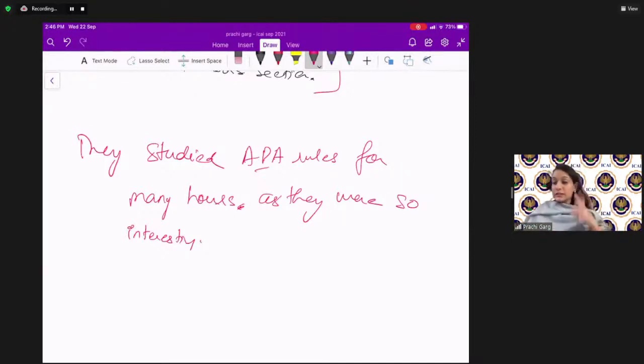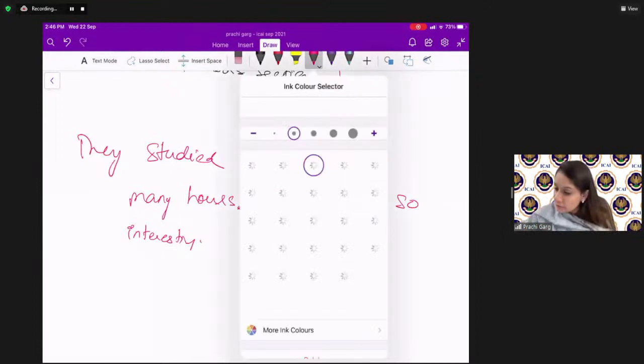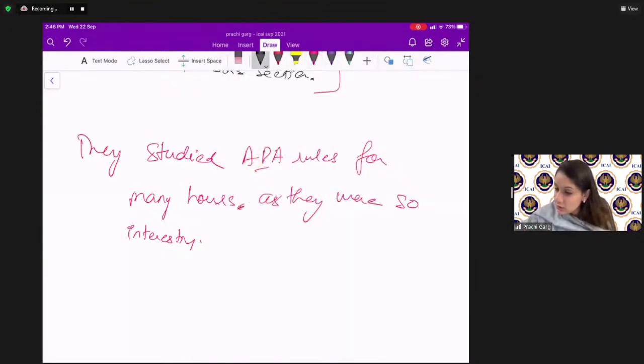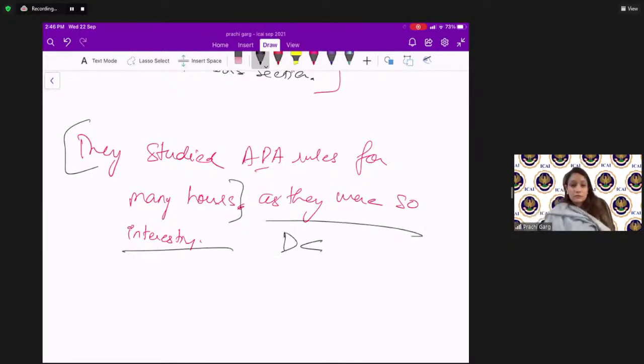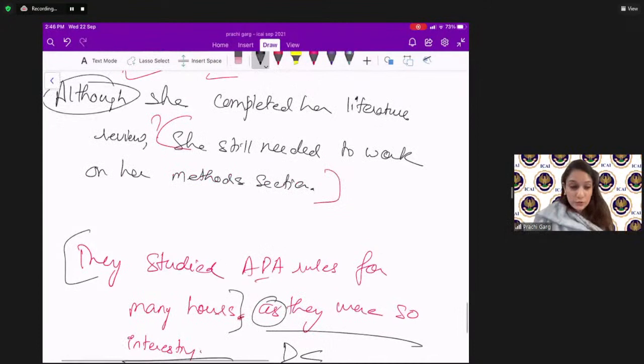Okay, so they studied APL rules for many hours as they were so interesting. Now, in this one, the main clause starts from they studied APL rules for many hours, right? As they were so interesting becomes the dependent clause. Okay. Now, if you notice the words like as, although, right?